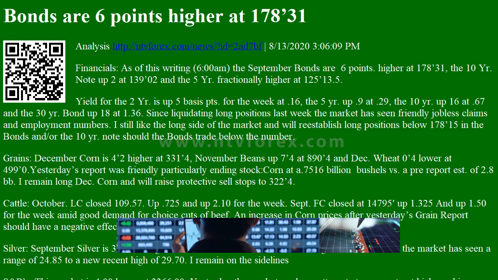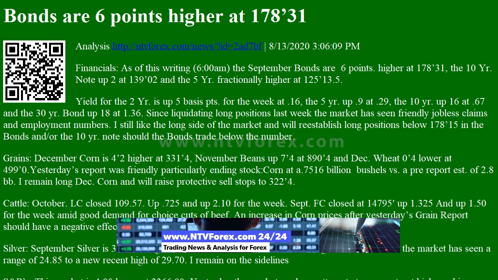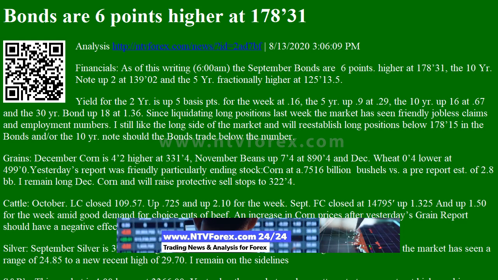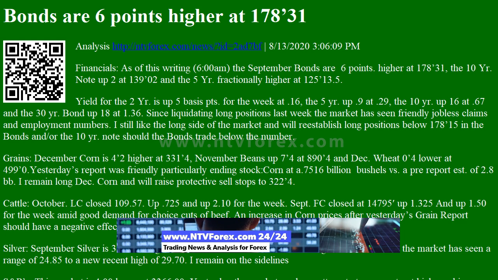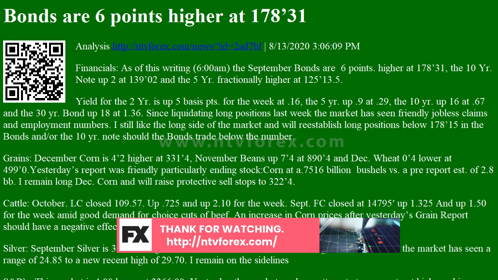Financials as of this writing 6:00 AM. The September bonds are 6 points higher at 178A31, the 10-year note up 2 at 139A02 and the 5-year fractionally higher at 125A13.5. Yield for the 2-year is up 5 basis points for the week at 0.16, the 5-year up 0.9 at 0.29, the 10-year up 16 at 0.67 and the 30-year bond up 18 at 1.36.